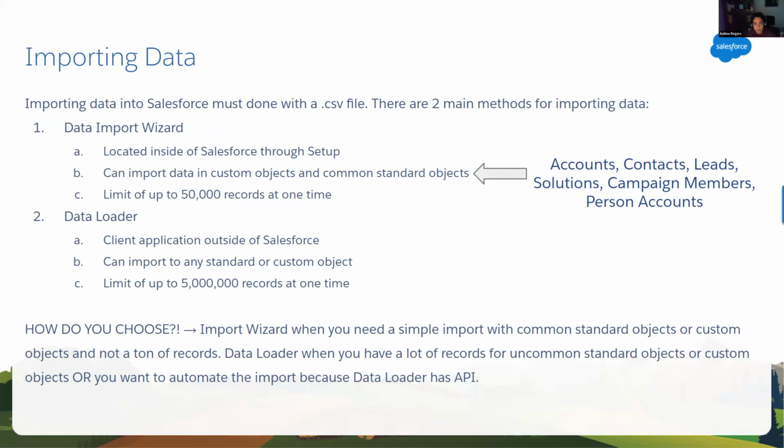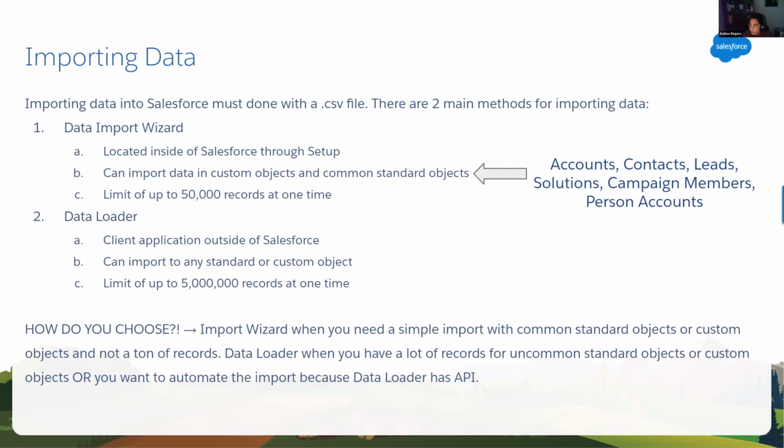So importing can be done through the data import wizard, which is inside of Salesforce through setup. The data import wizard can import into custom objects and some standard objects. Those are accounts, contacts, leads, solutions, campaign members, and person accounts if you have person accounts active. I won't get into what person accounts are because that's not what my presentation's about. There is a limit of 50,000 records that you can do at one time. So that is the limitation using the data import wizard, which again is inside of Salesforce through setup.